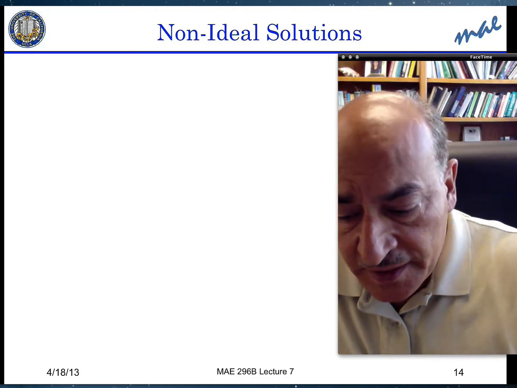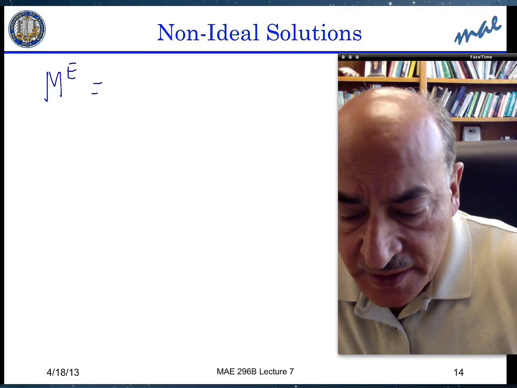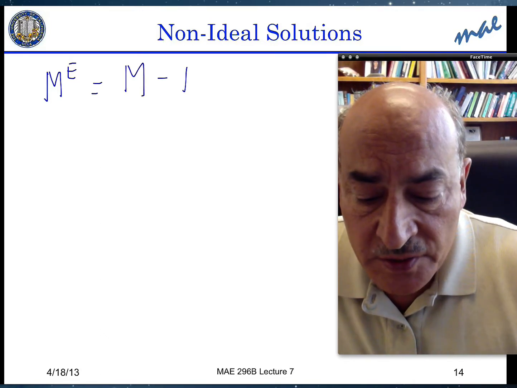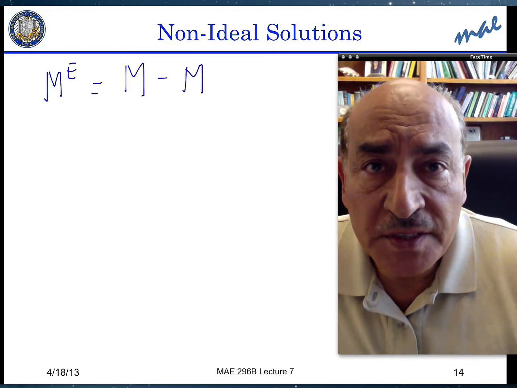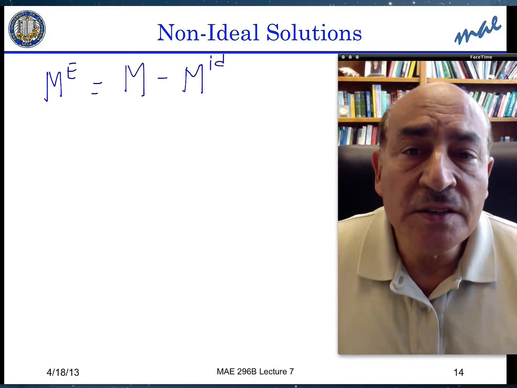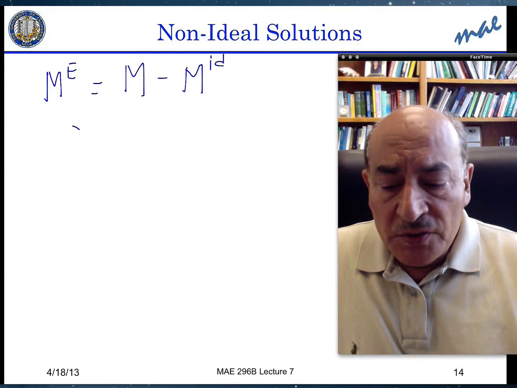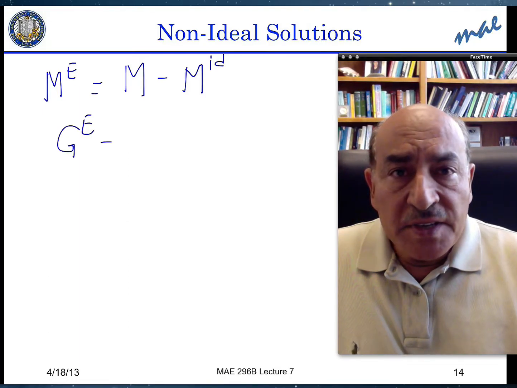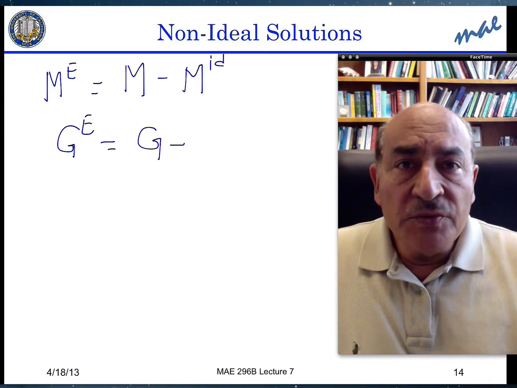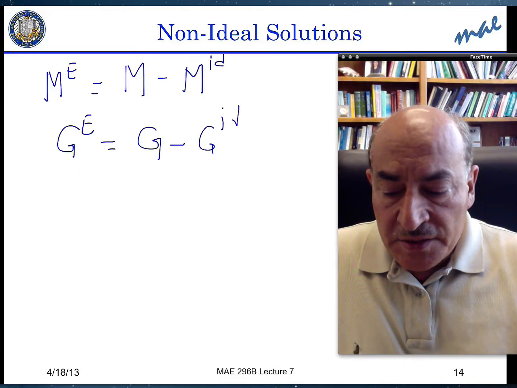I'm going to define the excess property, M excess, as the difference between the property of the real solution minus the corresponding property of the ideal solution. Since it is not a gas, we just use the superscript ID. For example, if we're looking at the excess Gibbs energy, G excess, it will be the difference between G for the real solution minus the corresponding G for the ideal solution.